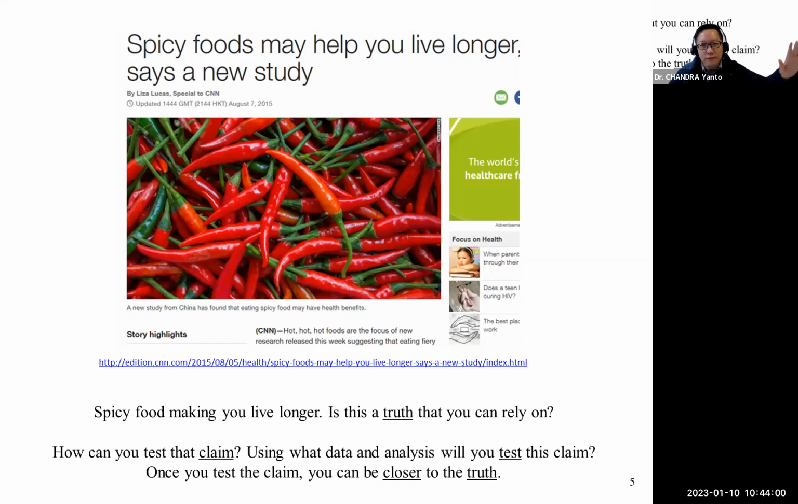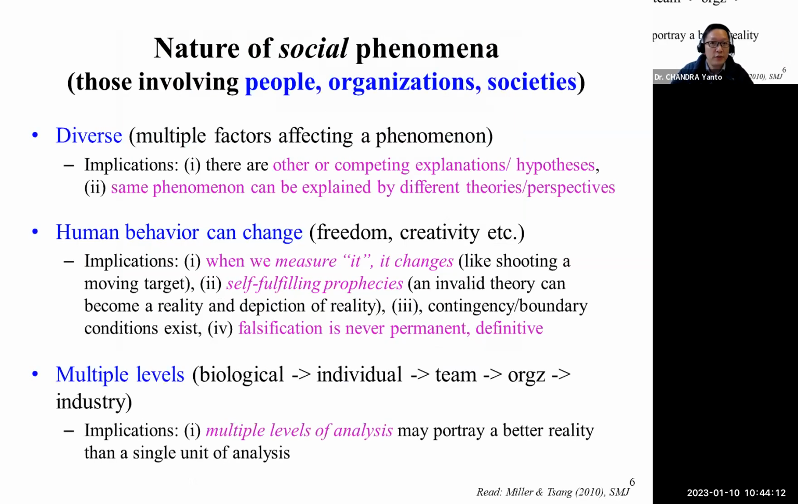There's a branch of studies on this called philosophy of science. For people who are doing a PhD, they will take those sorts of courses. But we're going to touch upon these issues of philosophy of science in this lecture today.